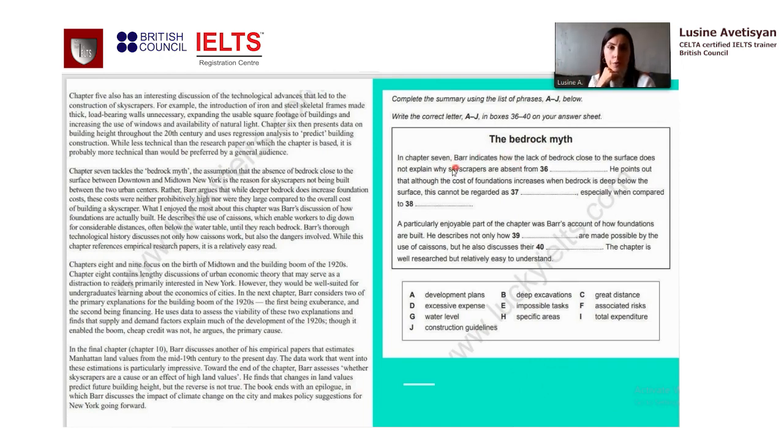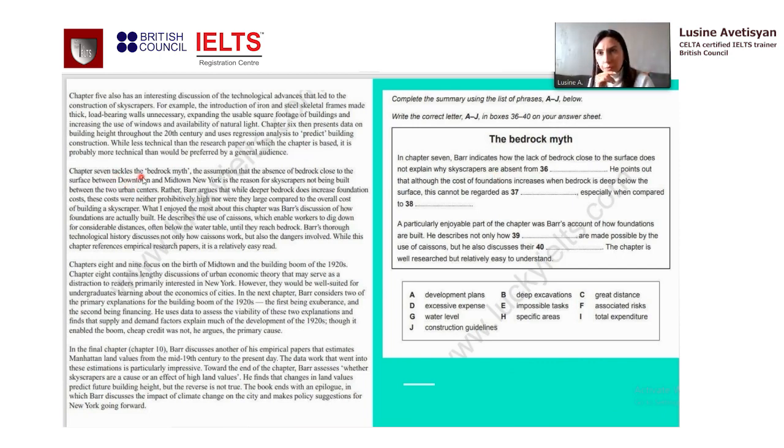Yes. So, the bedrock myth. In chapter 7, Barr indicates how the lack of bedrock close to the surface does not explain why skyscrapers are absent from somewhere. Let's see what he says.